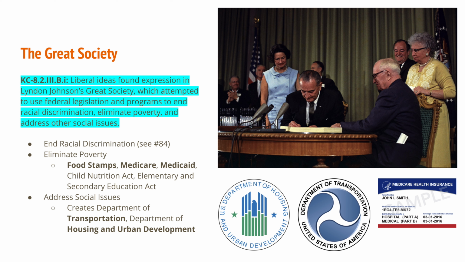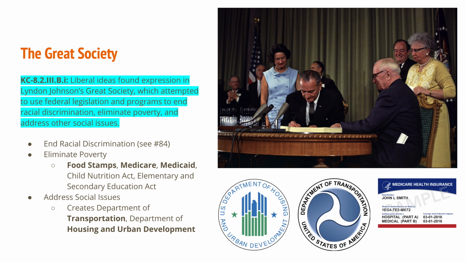So programs that he creates under the Great Society: food stamps, Medicare, Medicaid, the Child Nutrition Act, Elementary and Secondary Education Act. He creates the Department of Transportation, the Department of Housing and Urban Development. The Great Society programs were plentiful. There were so many of them, and they do increase the size and role of the federal government, very much like the New Deal did before it. But at the same time, it's a continuation of that ideology, that way of thinking.